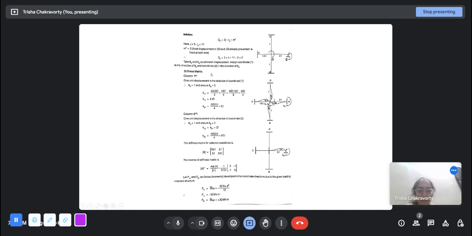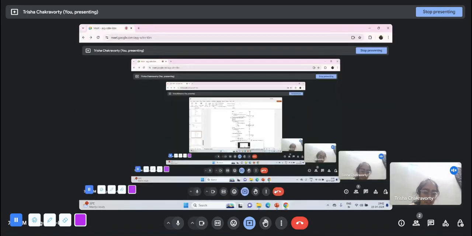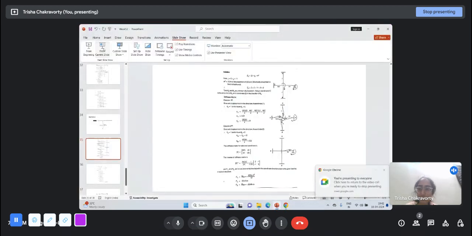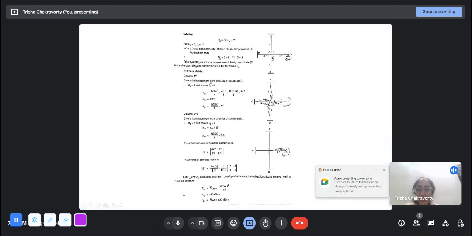To get the stiffness matrix, the first column, we give unit displacement in the direction of coordinate 1. So we give theta O is 1 and theta A has to be 0 here. You have to ensure that. So for that, K11 we get as, we add the contributions from all 4 elements because this O is connected to all 4 members. So 4E into 2I by 4 plus 4EI by 4.